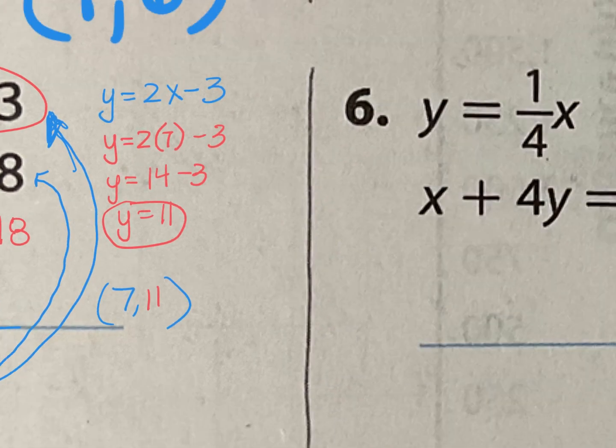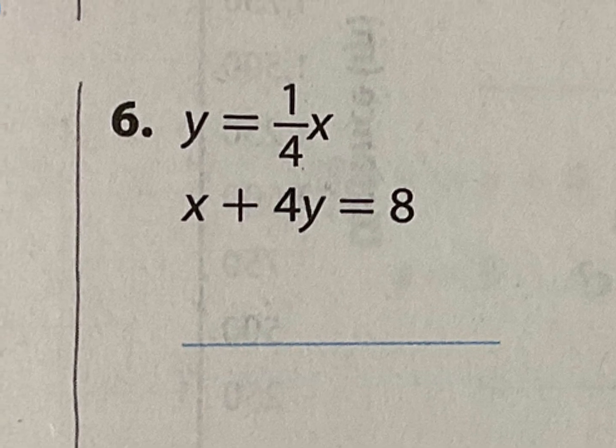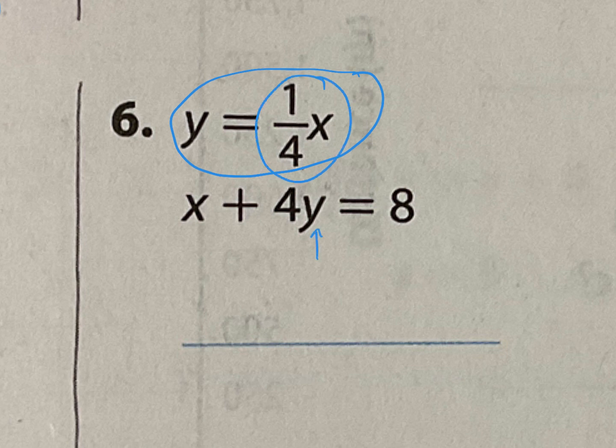Okay, let's see number 6. Fractions. Can we do this? Yeah, we can do this. Okay. I see y equals 1/4 x, and I see x plus 4y equals 8. Okay, since they're already telling me a piece of information, I know what y equals. y equals 1/4 x. On the bottom, it's kind of complicated. I don't know what they're trying to tell me. But on the top, I know they're telling me what y equals. So I'm going to rewrite the bottom equation, but instead of y, I'm going to use 1/4 x.